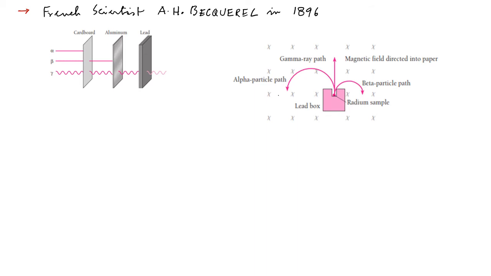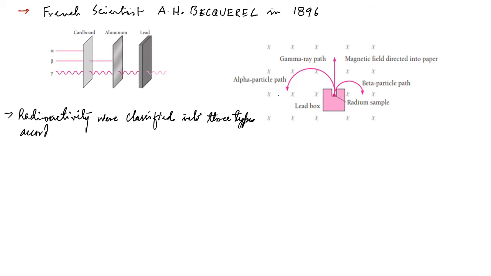So radioactivity was classified into three types, according to their penetrating capacity.